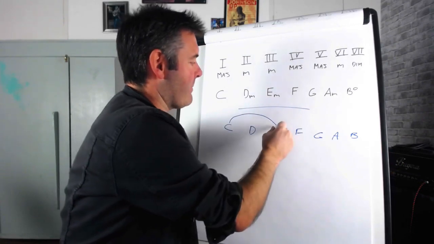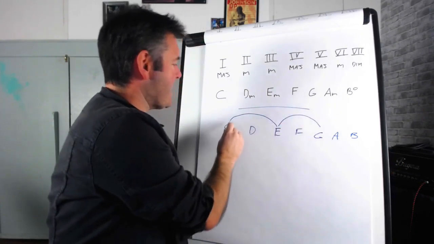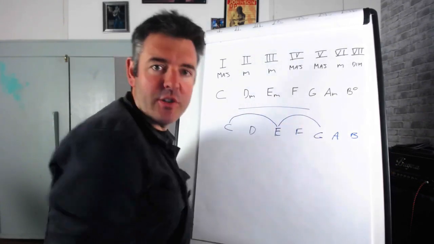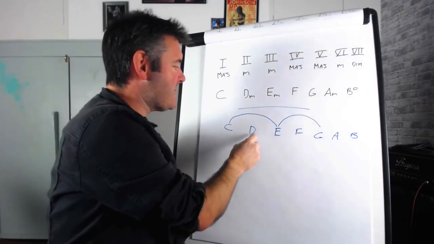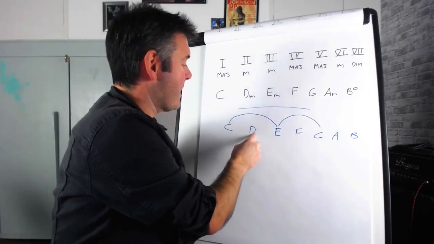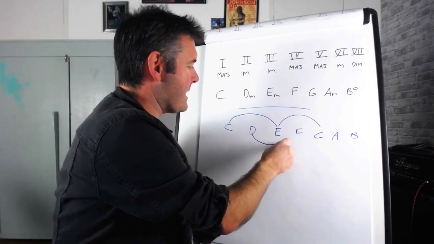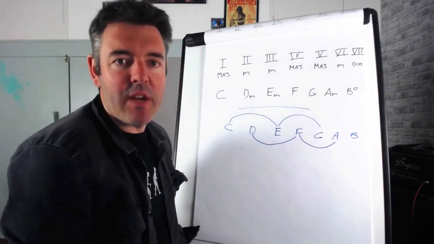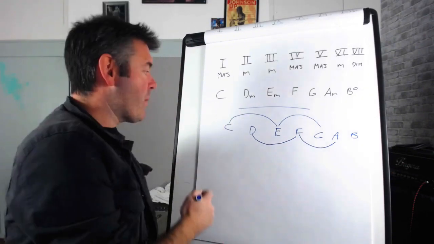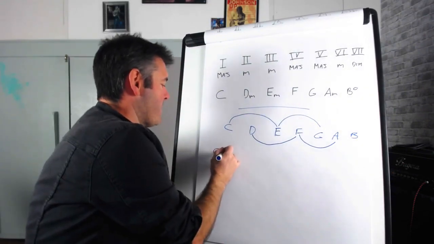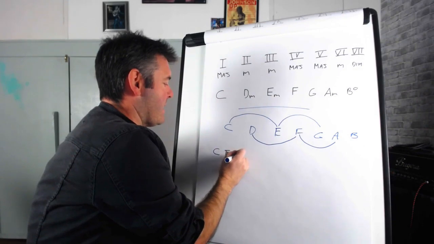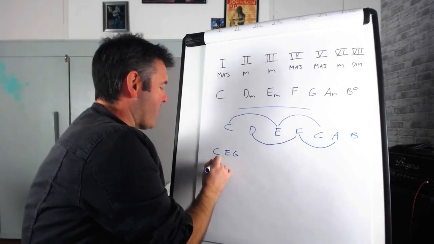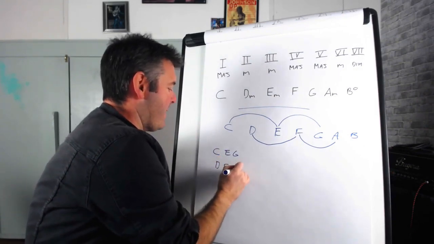And then we did that again. So that gave us C, E, and G. Then we started on the D note, the second note in the scale, and we did the same thing. We hopped over E, landed on F, hopped over F, landed on A, and that gave us our second triad. So far we've got 2 triads. We've got C, E, G, and we've got D, F, and A.